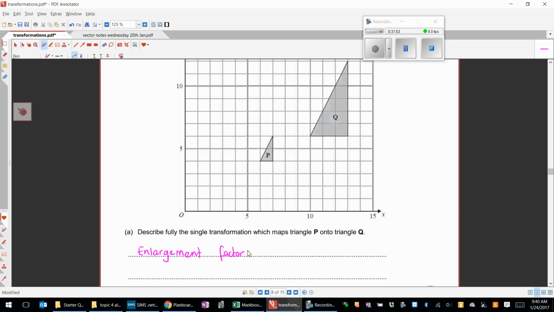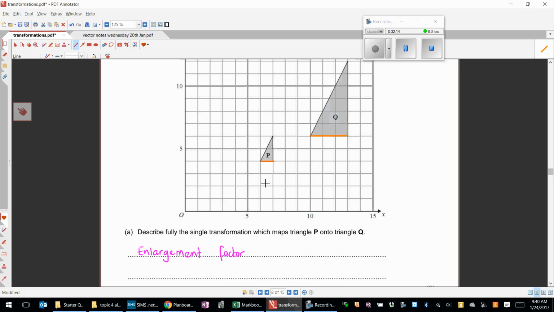For this, can you find something to times P by to get Q? Yep. I don't know what it is. So we just pick a side. For instance, I would look at this side, and then look at the equivalent side on the bigger shape. How much bigger is it? 3 times. It was 1, it's now 3.